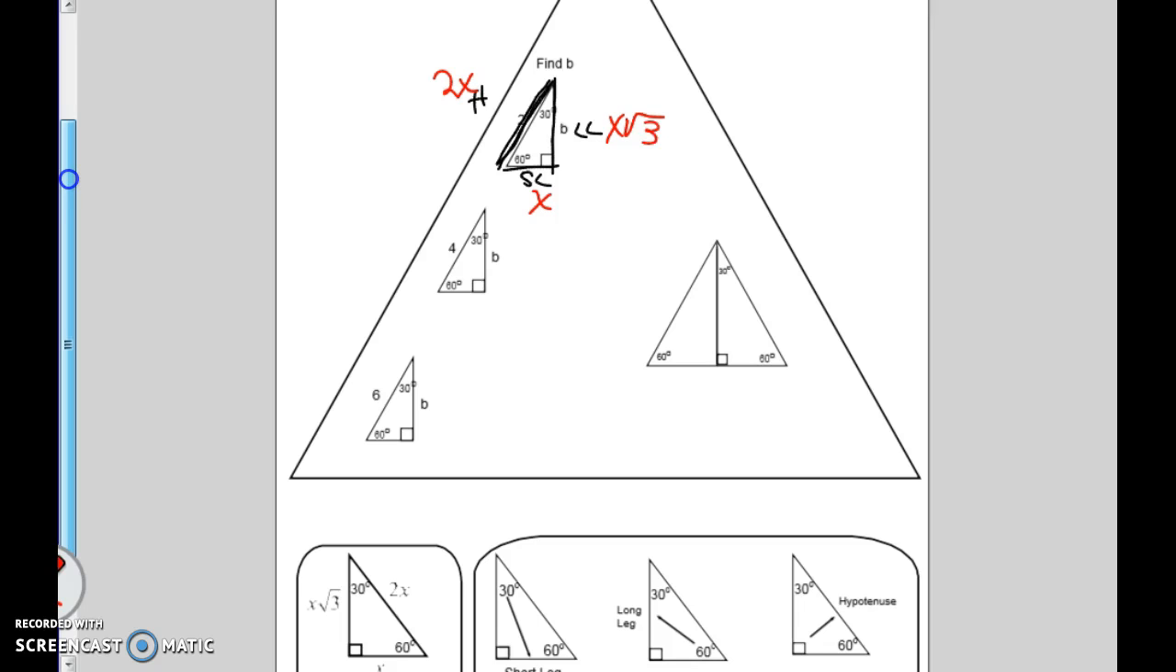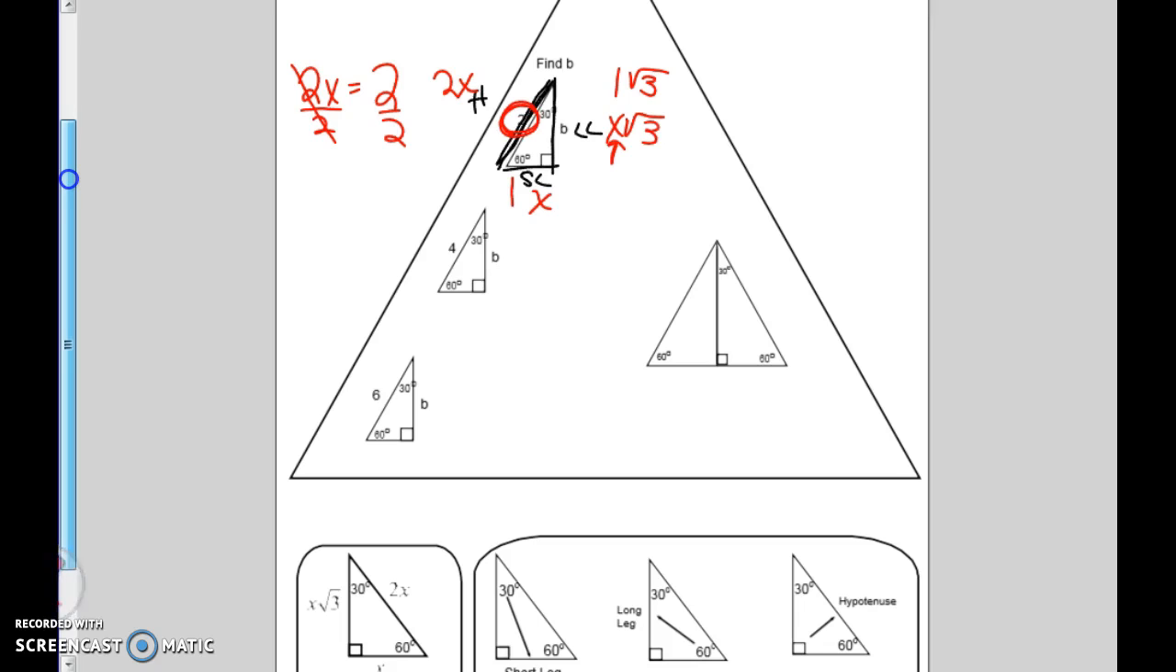Which number did they give me? So they're telling me that 2x is equal to 2. So how can I get what x is? When I just divide by 2? So x is 1. And if x is 1, then my long leg is 1 square root of 3. Are we okay? It's not much different than what we did yesterday, is it?